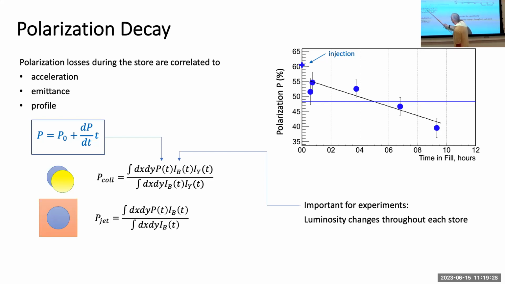So I need to make sure that I have all the information to normalize this, but then use it the right way to calculate my polarization in collision. So this is very important, and it's actually a significant difference from the mean polarization that I'm using in the experiment.